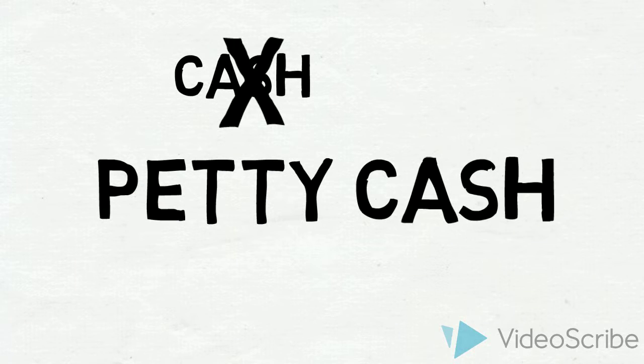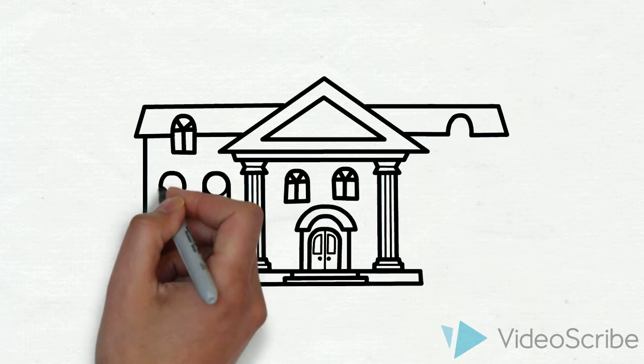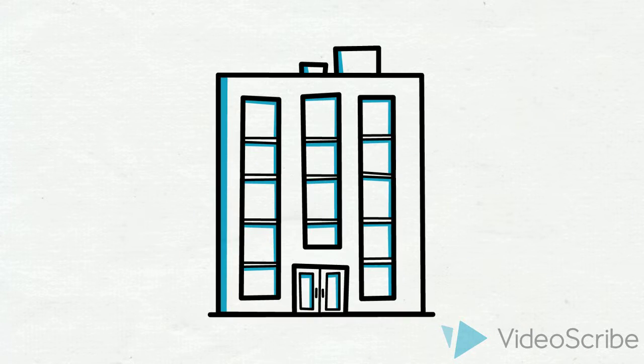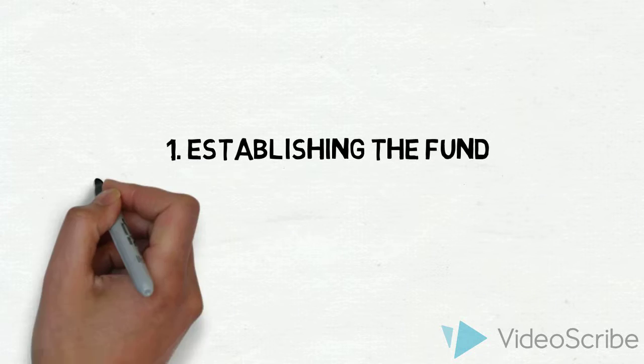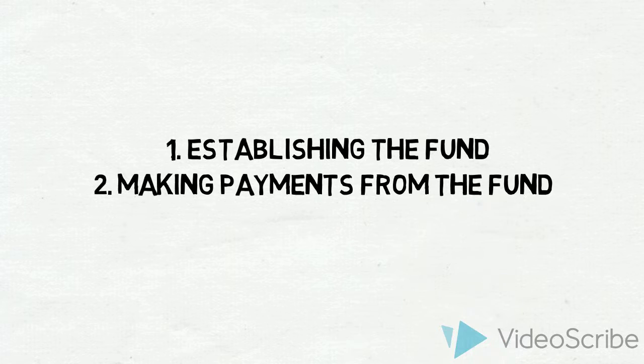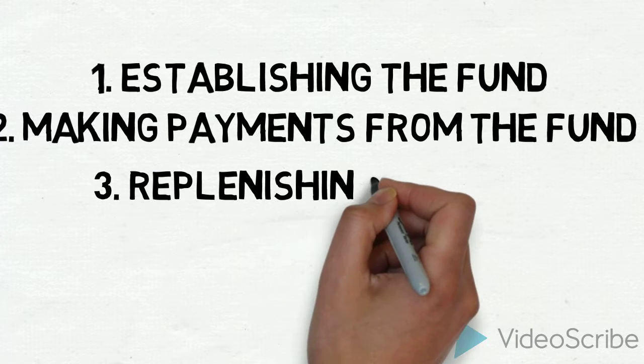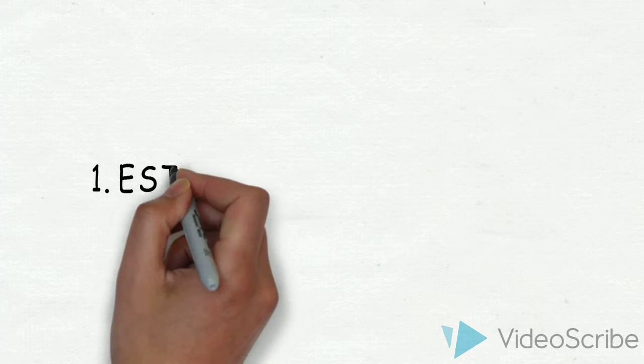When talking about petty cash, there are always three activities involved, regardless of whether we are talking about the small startup or the multinational firm. These are: 1. Establishing the fund, 2. Making payments from the fund, and 3. Replenishing the fund.